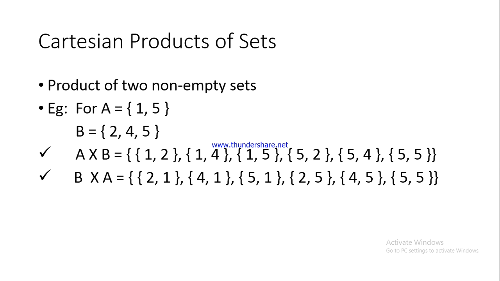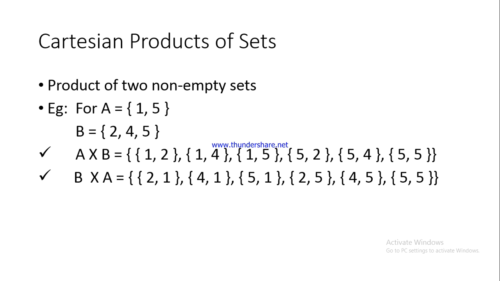We can also find out B into A. Again we'll use the same procedure, but since we are stating it as B into A, we'll start with B. Every single element of B will have to be multiplied by every single element of A. So now we get this result. B into A is equal to 2 1 and 2 5, then 4 1 and 4 5, and then 5 1 and 5 5.